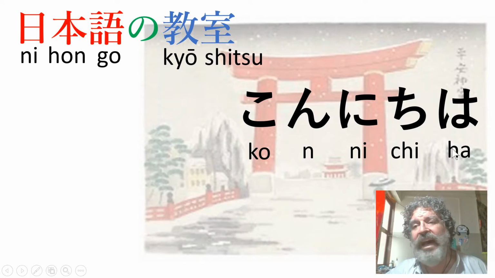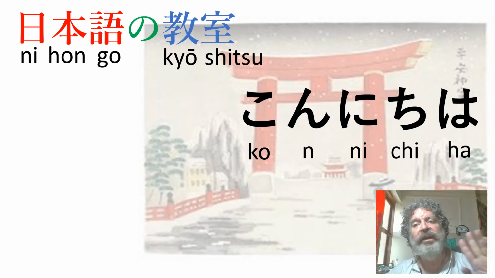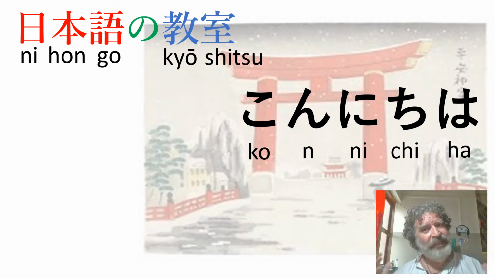The ha becomes wa only when it's a particle. And the particle means that this is the topic of our conversation today. Today. And you greet each other saying, today, today. Konnichiwa. Maybe today is going to be a great day. Or today, it's wonderful to see you.